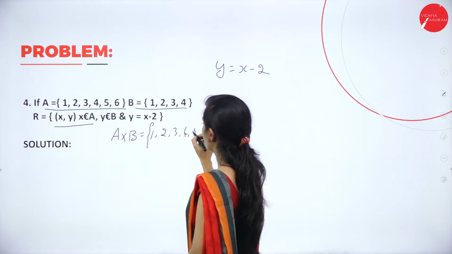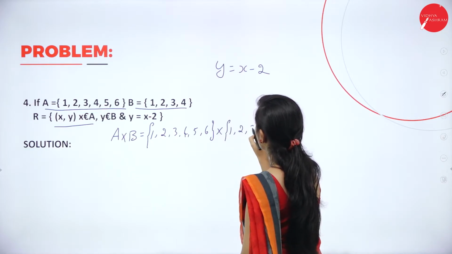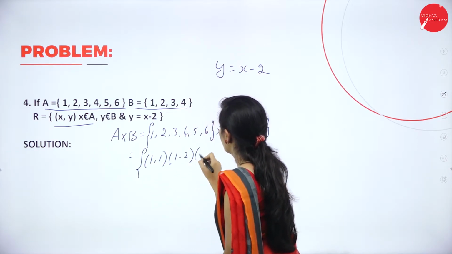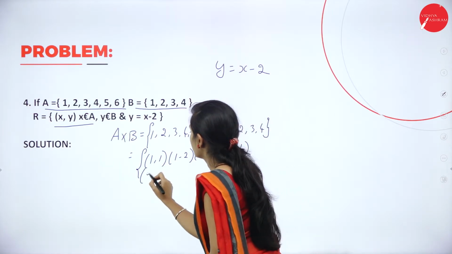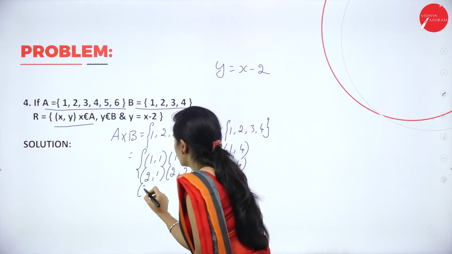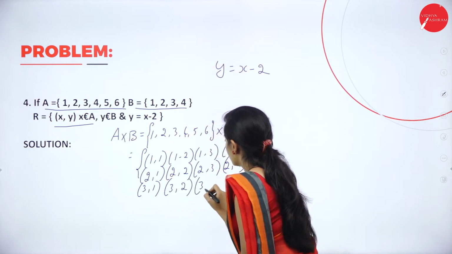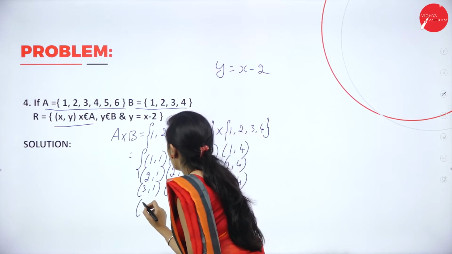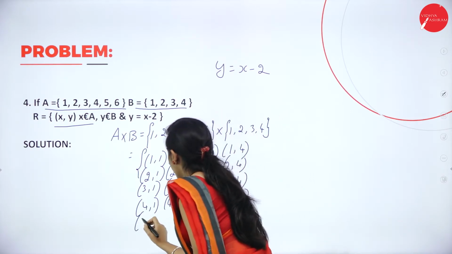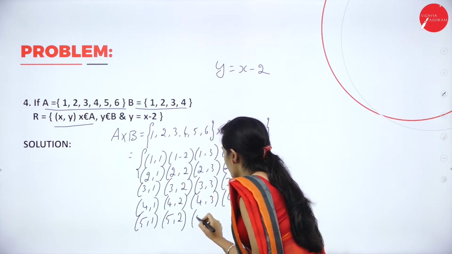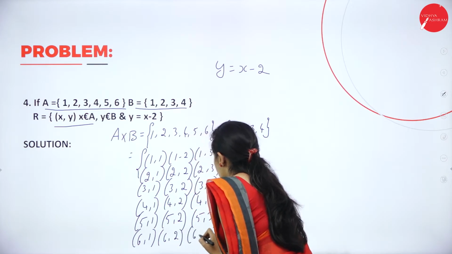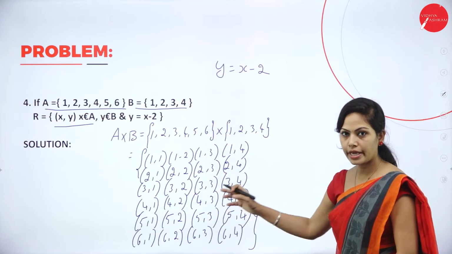{1, 2, 3, 4, 5, 6} cross {1, 2, 3, 4}. So (1,1), (1,2), (1,3) and (1,4), (2,1), (2,2), (2,3) and (2,4), (3,1), (3,2), (3,3), (3,4), (4,1), (4,2), (4,3), (4,4) and (5,1), (5,2), (5,3) and (5,4), (6,1), (6,2), (6,3) and (6,4). This is your A cross B.